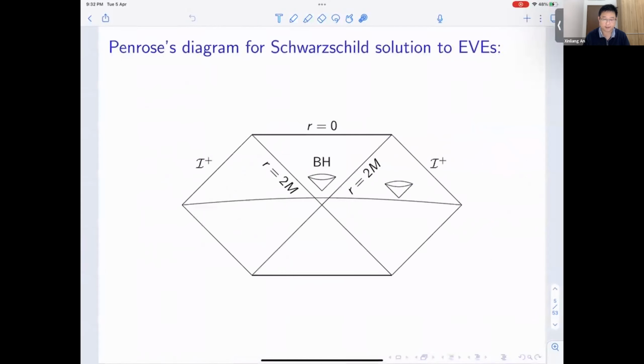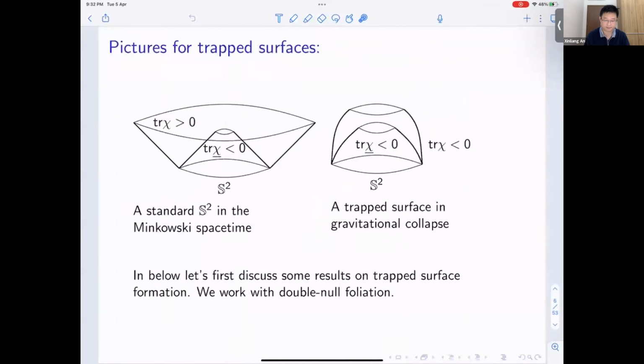Below is a Penrose diagram for the Schwarzschild solution to the Einstein vacuum equations, and this is the trapped region. Each of the points stands for a two-sphere, which is a trapped surface, and this is a two-sphere which is not a trapped surface. So let's draw the picture for the trapped surface, and once it is a trapped surface, it will be of the following shape, which is based on S^2.